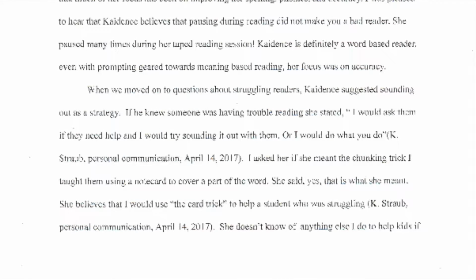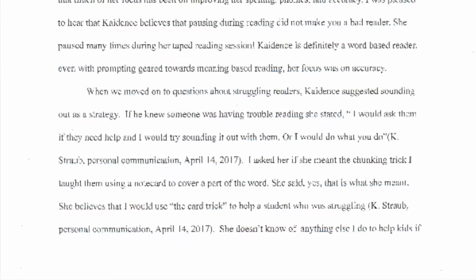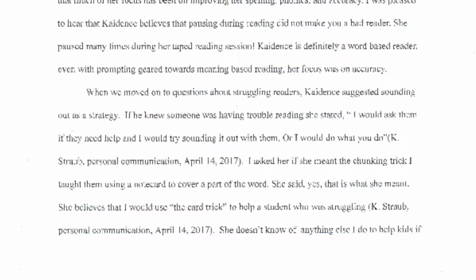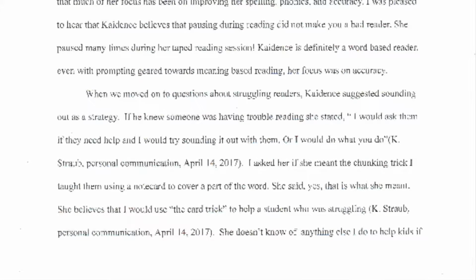She talked a little bit about using a note card. She calls it the card trick right down here. So the card trick is basically a chunking strategy that I've given her because she seems to really struggle with multisyllabic words.